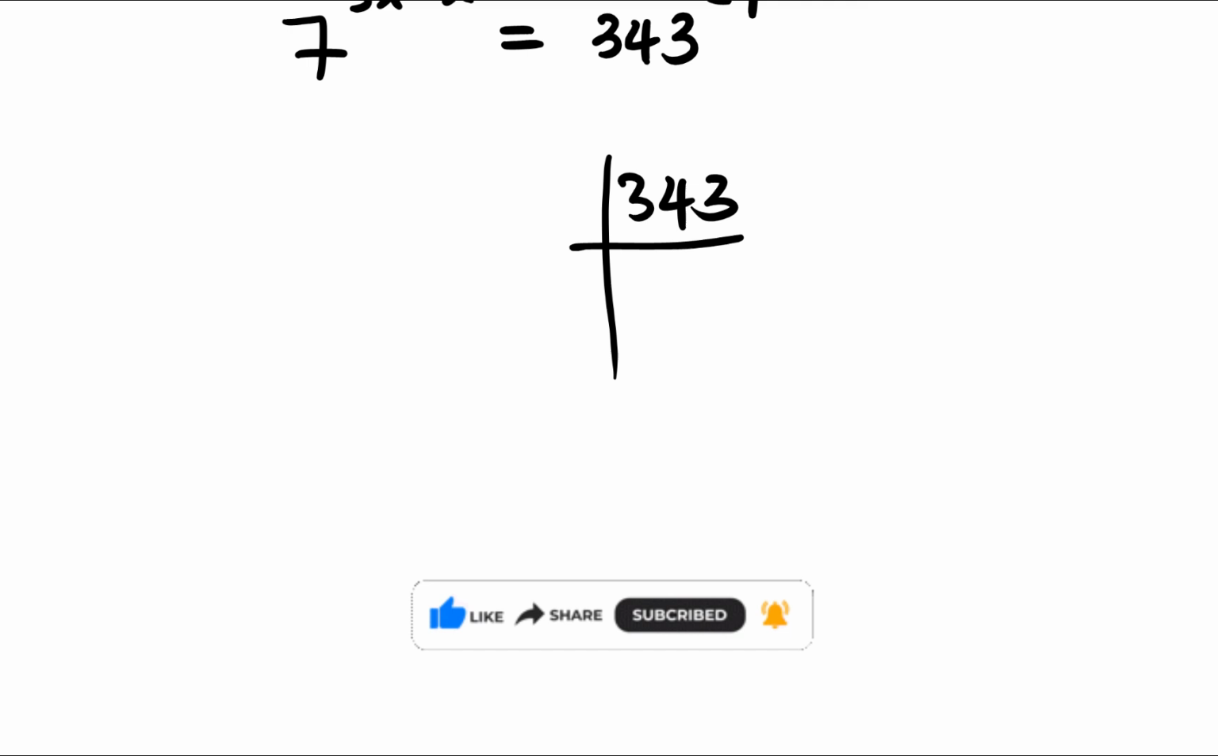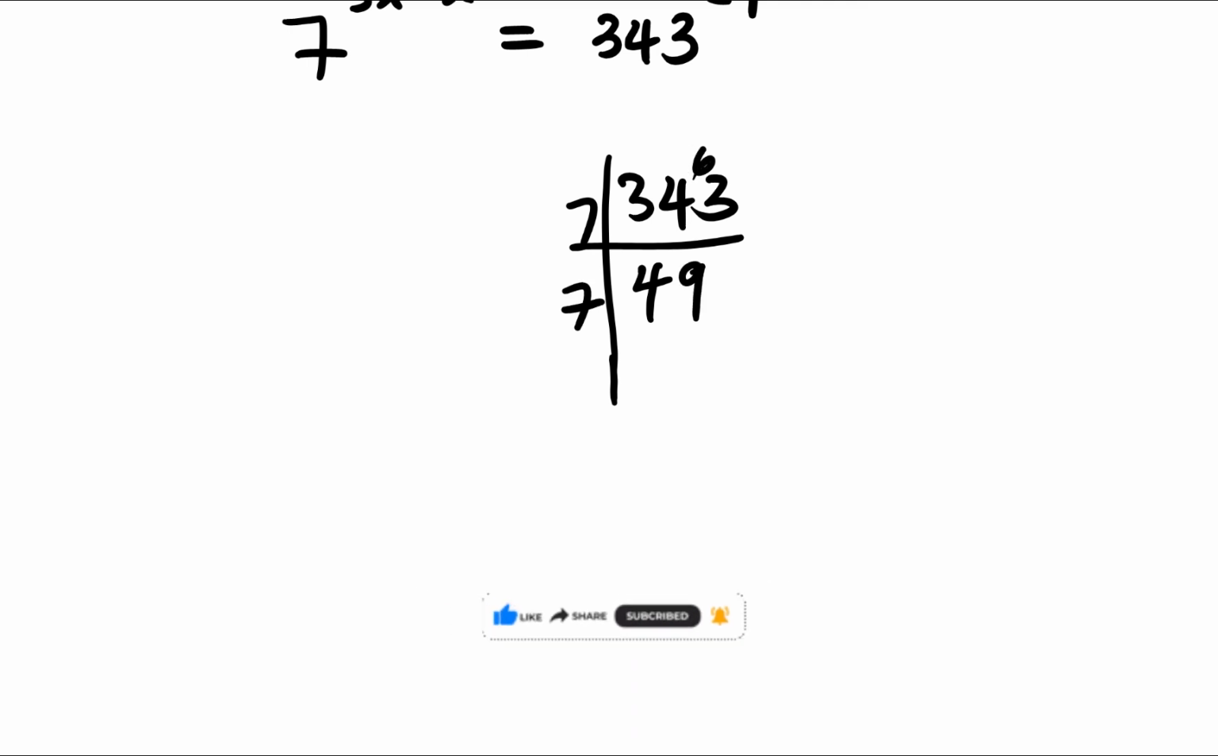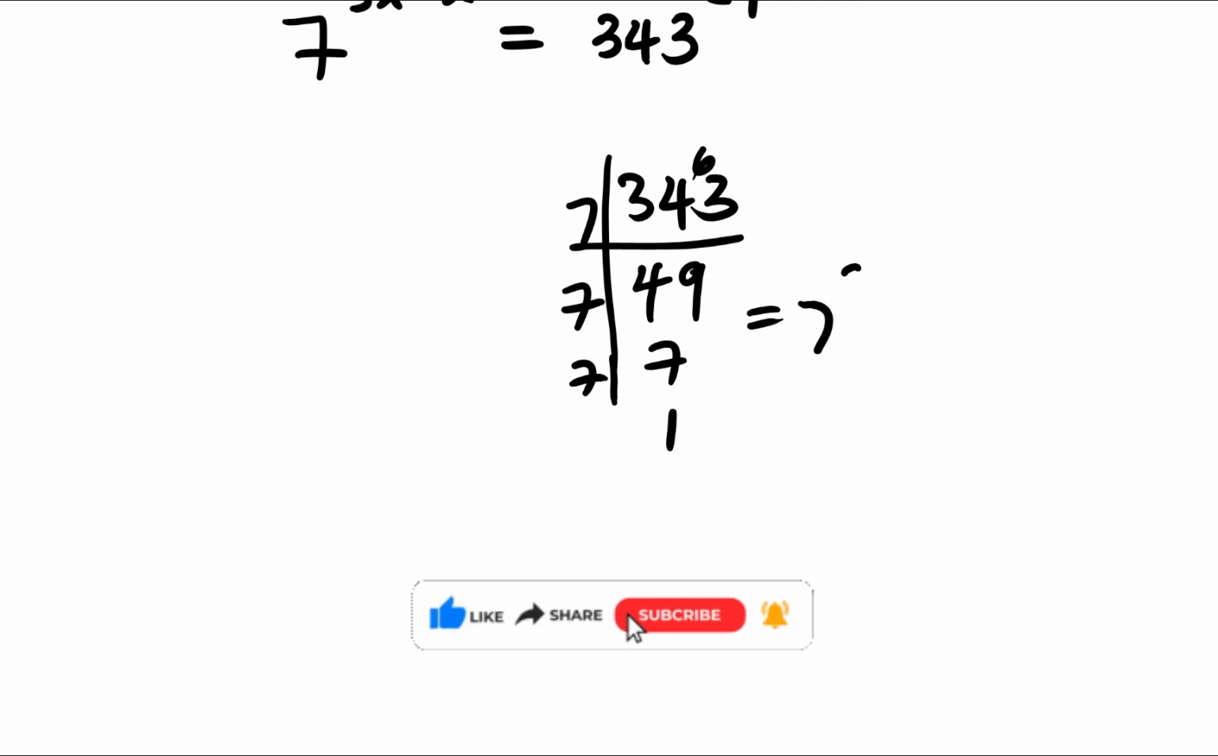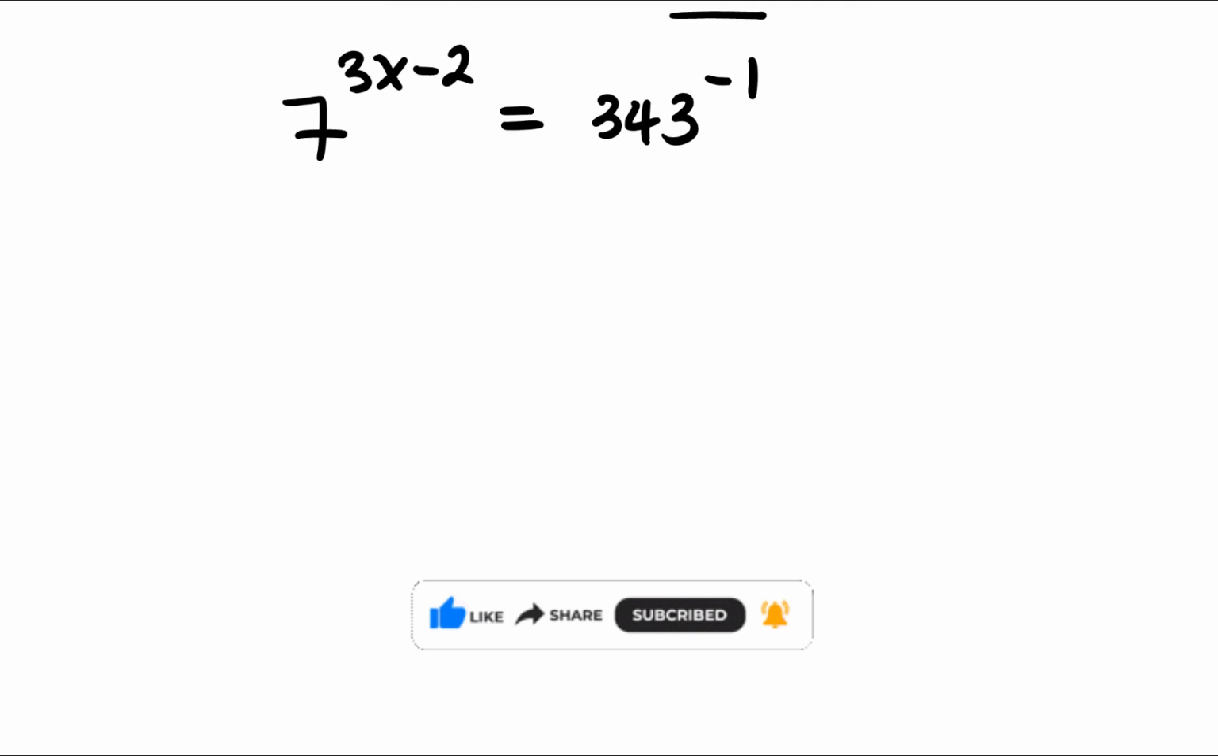Now, if we divide through by 7, 7 in 34 is 4, so that's 28. And then we have 6 left. 7 in 63 is 9. 7 in 49 is 7. 7 here is 1. So this is 7 raised to power 3. That's what it is. Okay, so let's replace our 343 with 7 raised to power 3.